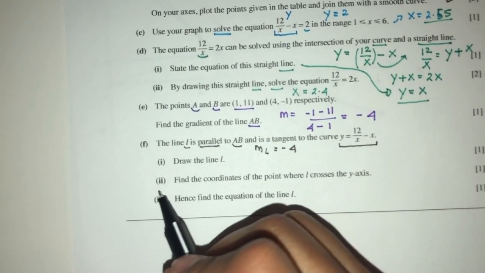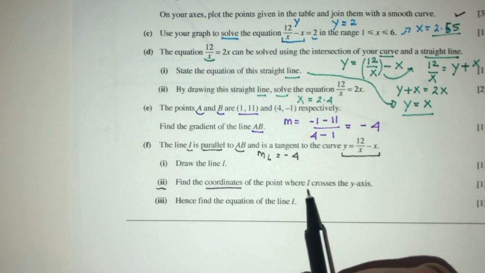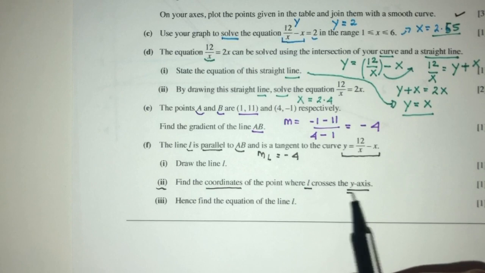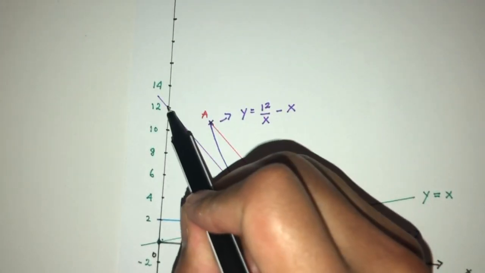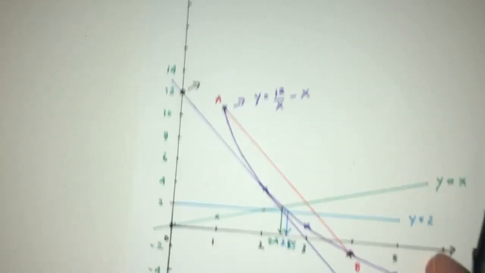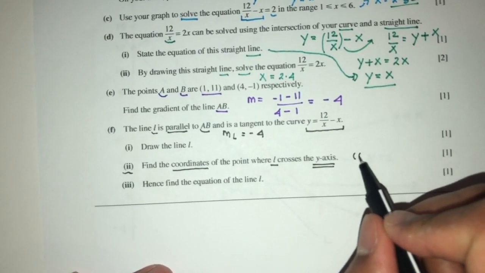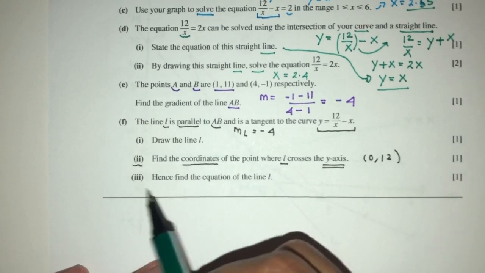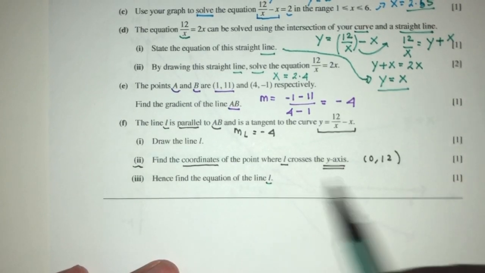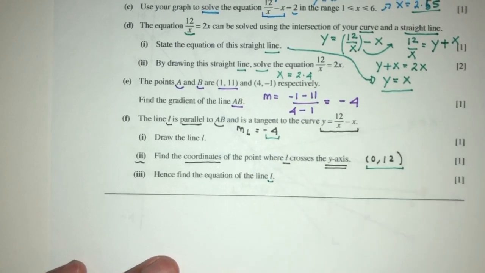Now for part 2, we have to find the point where L crosses the y-axis. So pretty easy. It will cross at this point, which is, you have to show your reading, 0, 12 according to my graph. Okay, now, hence find the equation of L. So pretty easy. We have a passing point, we have a gradient, we can find the equation pretty easily.